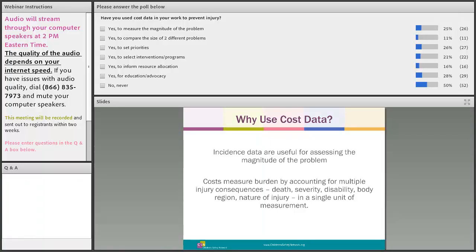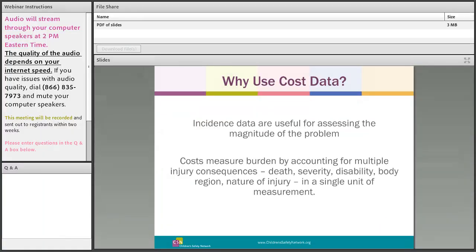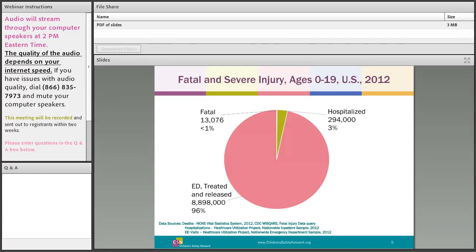So Rebecca, you can put the poll behind the screen so we can just see the presentation. To make my point, you'll see that emergency department treated and released injuries account for most of these injuries to 0 to 19-year-olds in 2012. Hospitalizations account for 3%, and fatalities are really just a small sliver at less than 1%.